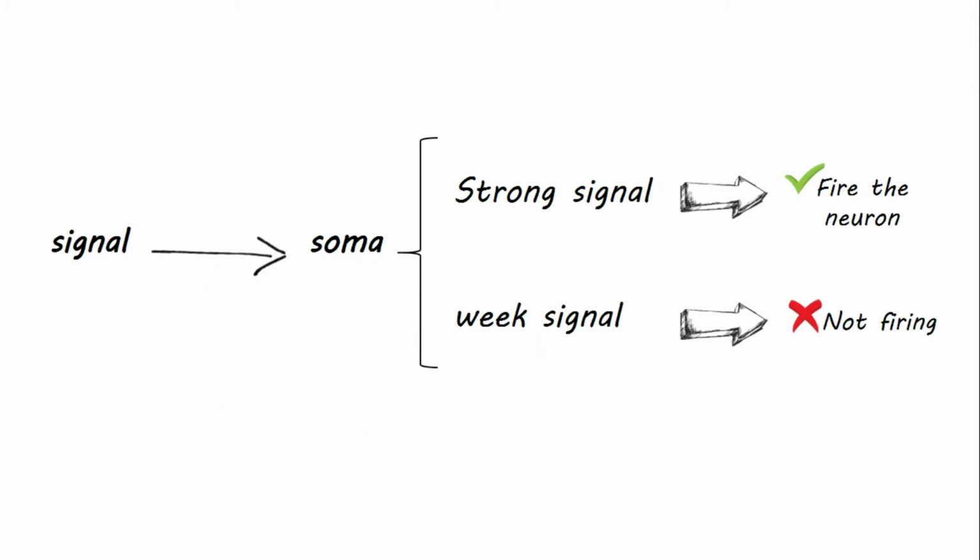Neuron firing is a binary operation. The neuron either fires or it doesn't fire. A neuron will only fire if the total signal received at the soma exceeds a given threshold. The goal of deep learning is not to mimic our brain's function. In fact, we just take the inspiration.